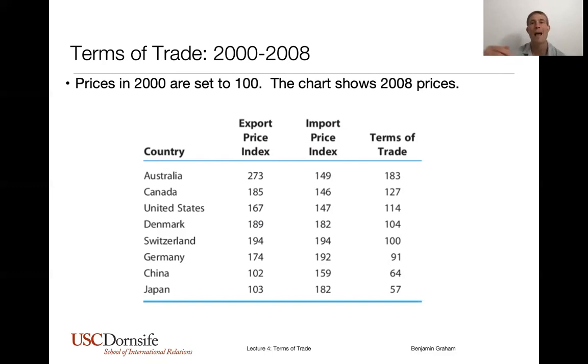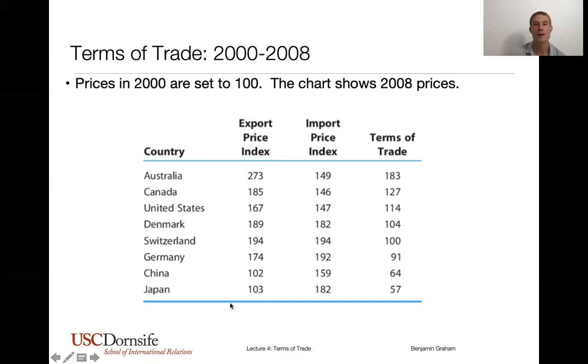This was great. And the stuff that they were importing was getting more expensive. Over 8 years, it got 50% more expensive, going from 100 to 149. But the price of what they were importing went up a lot less than the price of what they were exporting. So their terms of trade got a lot better between 2000 and 2008. When commodity prices go up, life is good in Australia, right?